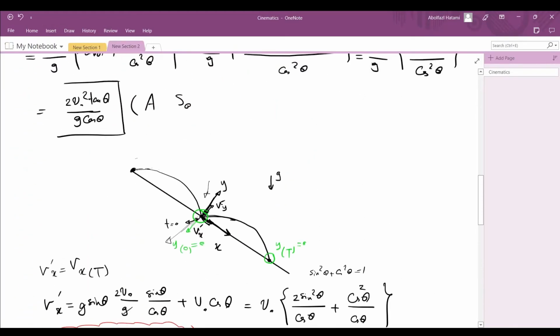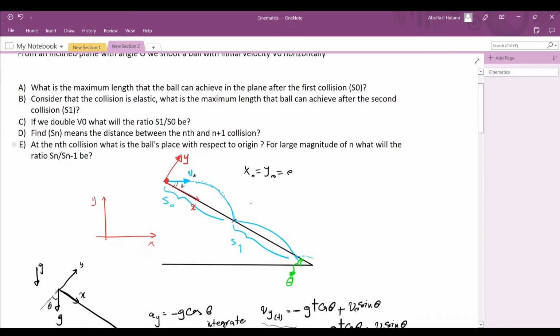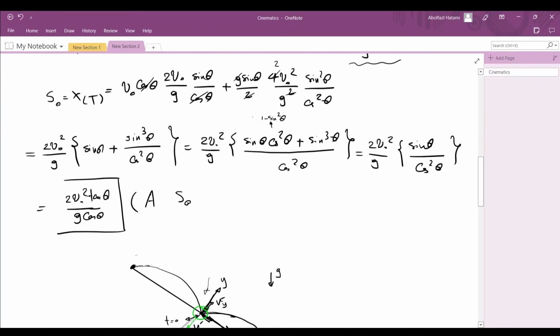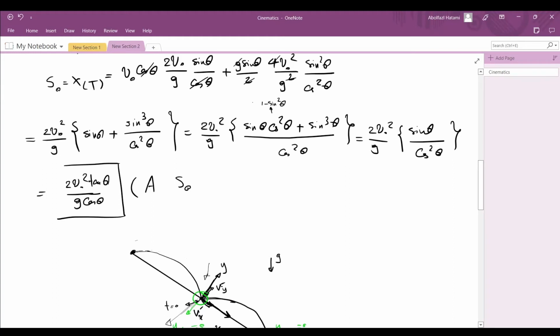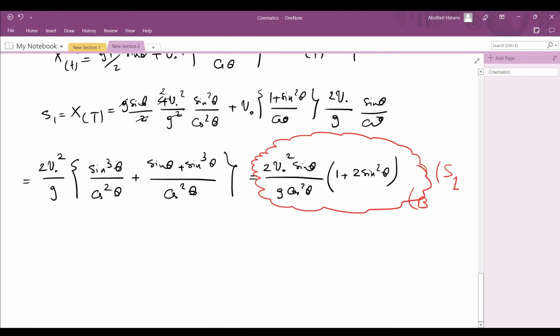Let's go to part C. Part C says that if we double V0, what will the ratio S1 divided by S0 be? Actually, what is S0? You can see that S0 is here, 2V0 square tangent theta divided by g cosine theta, and also S1 in here. And if you pay attention to the note, S1 is actually S0 times 1 plus 2 sine square, as you can see from part A and B.